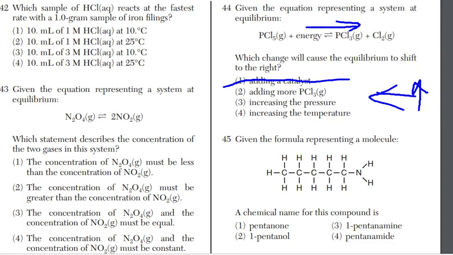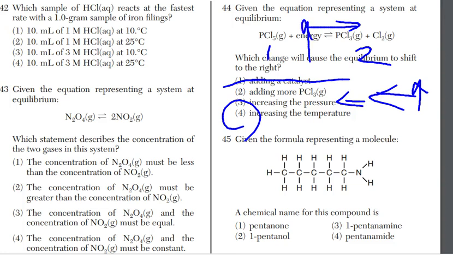Increasing the pressure. If we increase the pressure in number 3, I have 2 moles of gas on the right, 1 mole on the left. It would again shift to the left. The only answer it can be is choice 4. It's going to shift to the right because it's endothermic to the right.